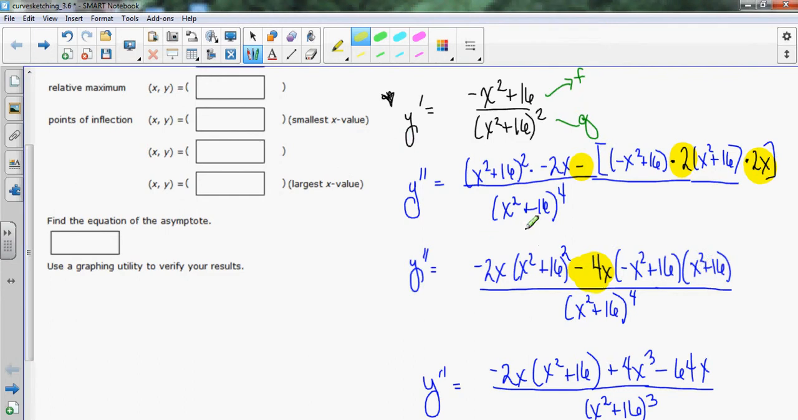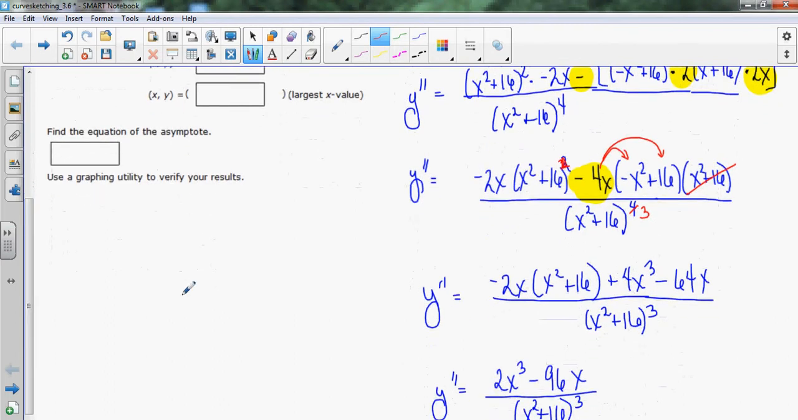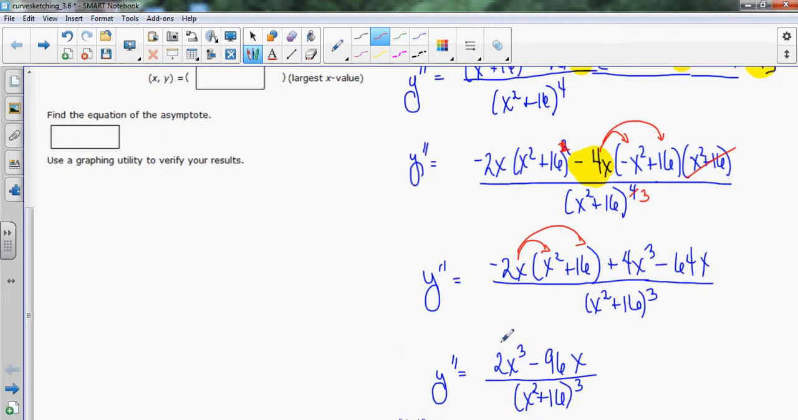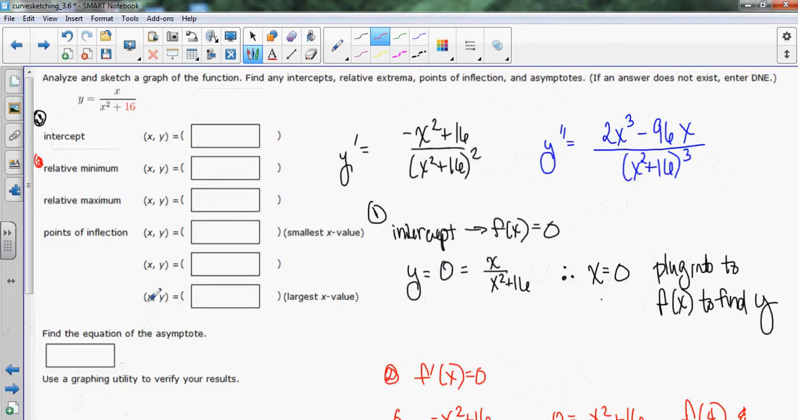And then what we can do is divide out one of these x squared plus 16. So now there's 3 left down here, only 1 left here, and this one divides out completely. So that way now I can send through this negative 4x to get a positive 4x cubed minus 64x. Then finally send this negative 2 through, negative 2x through, and combine some like terms, and you get a not so pretty y prime of negative 2x cubed minus 96x all over x squared plus 16 to the third. So we're going to take those two pieces and finally start the problem.